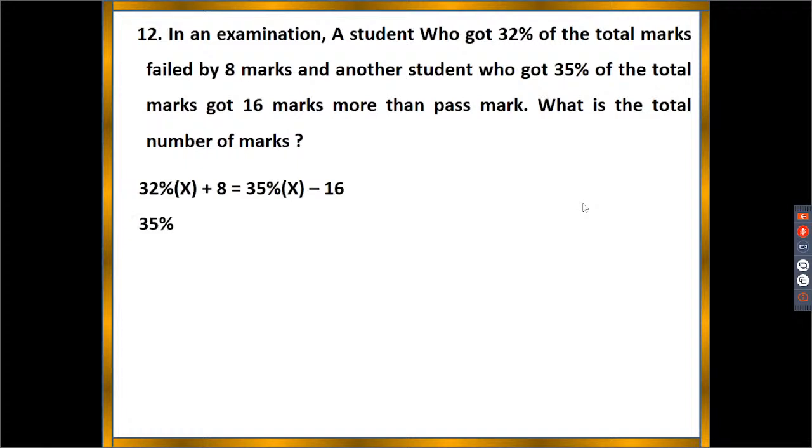So if you solve it, 35 minus 32, 3 percentage of X is equal to 8 plus 16, 24. 3 percentage of X is equal to 24. Then X is equal to what? 800. Do your own calculation, do it fast.